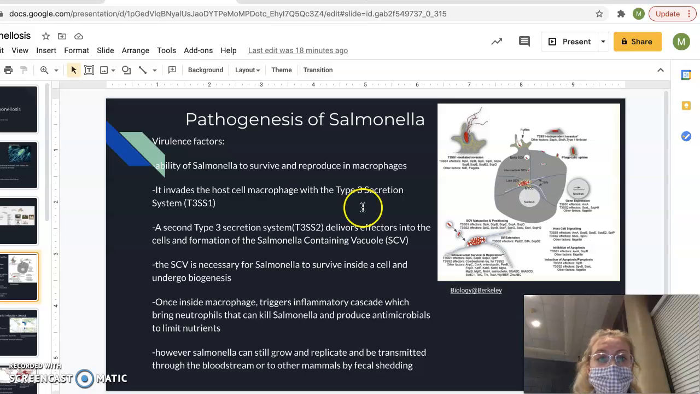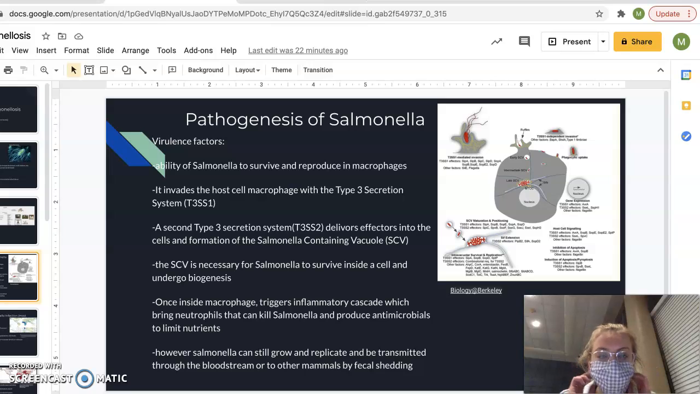Then a second type 3 secretion system, T3SS2, delivers effectors into the cells and leads to the formation of the Salmonella-containing vacuole. So here you can see the SCV, the vacuole, where the Salmonella can undergo biogenesis, and it's necessary for Salmonella to survive inside the cell.